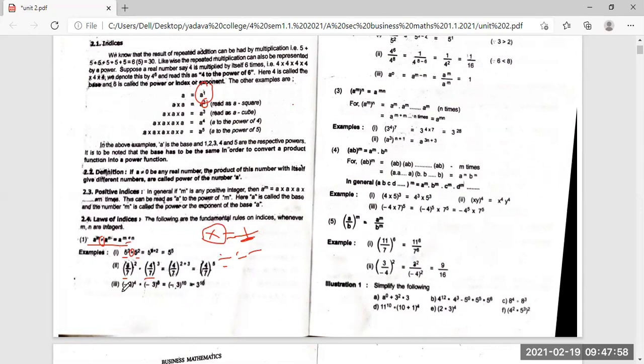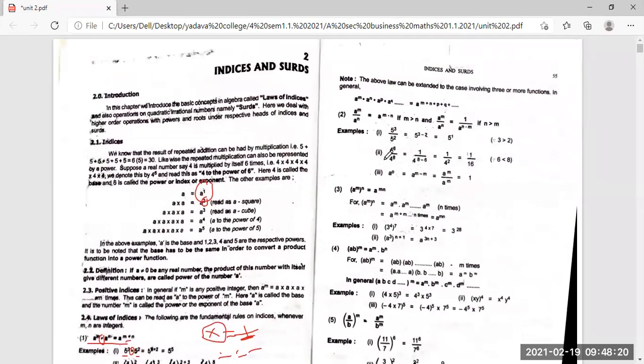Likewise, this is a negative base: minus 3 to the power of 4 and to the power of 6. Whatever may be the base, if the base is the same, we can take the base as it is. Minus 3 to the power of 10. So likewise it goes on.